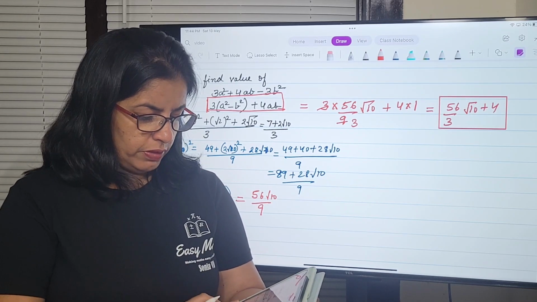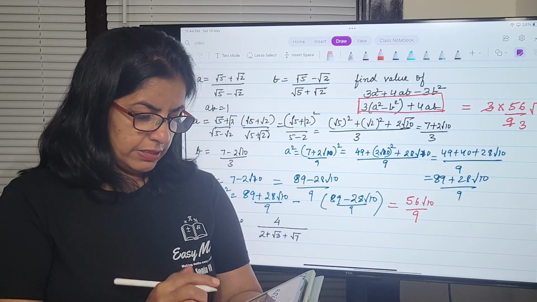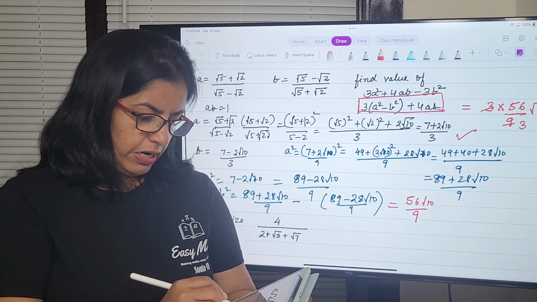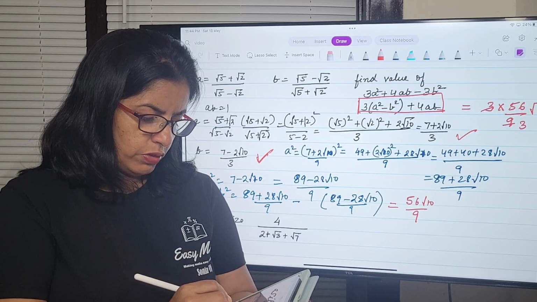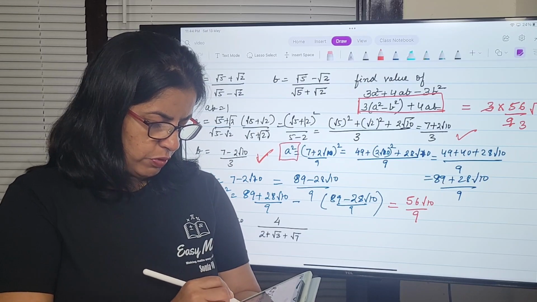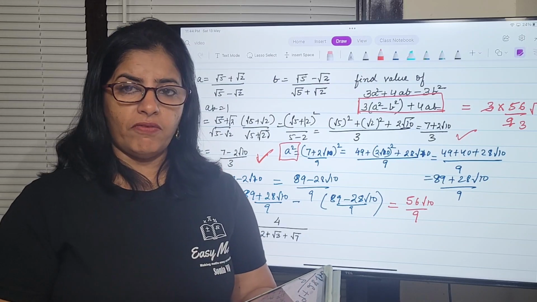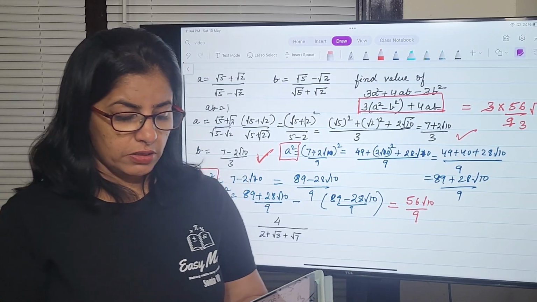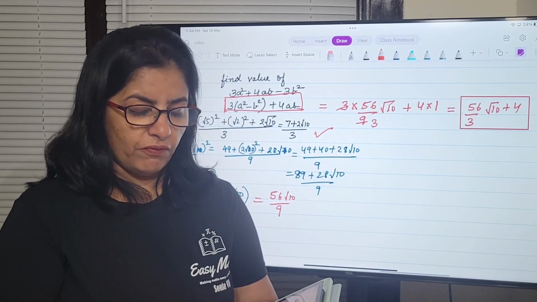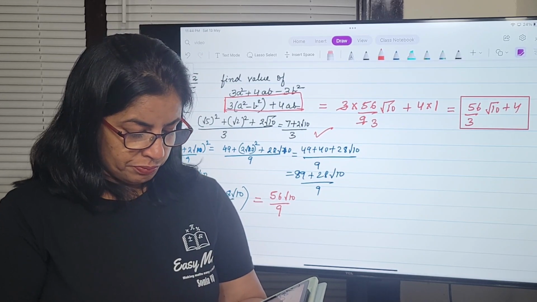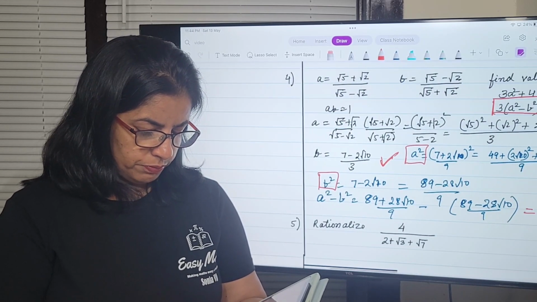So you see what we did? We first rationalized A, we rationalized B, we found A square, we found B square, A square minus B square, and then placed the value here in the question that was asked and got the final value as 56 by 3 root 10. Moving on to the next question.